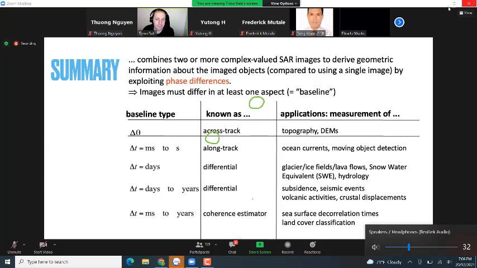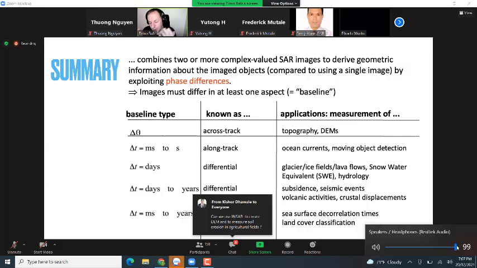Okay, so to have a short summary on DInSAR here. When we are combining, making a difference of two complex values, I measure the difference in the phase, right?